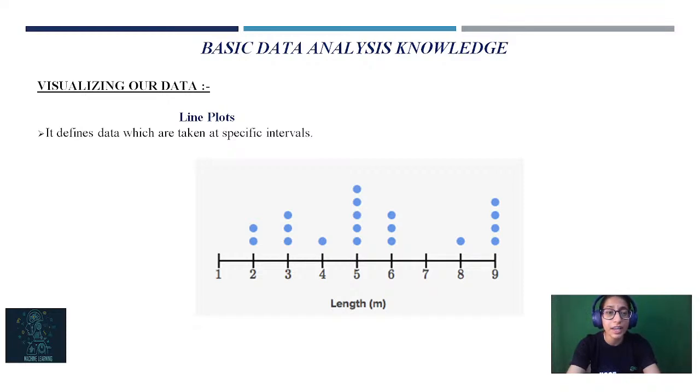Line plots define data which is taken at specific intervals. A line chart or a line plot is a type of chart which displays information as a series of data points, which we can also mark, and those are known as markers. That data is taken at specific intervals. Suppose I'm going to have my meal at 10 o'clock, then 11 o'clock, 12 o'clock, so I'm taking specific intervals of 1 hour.